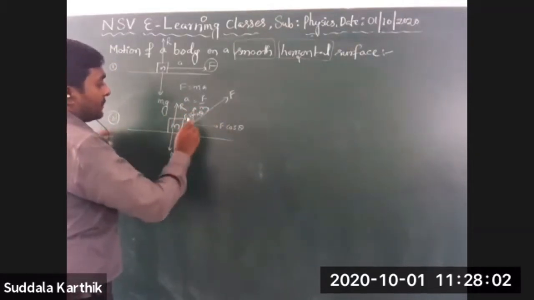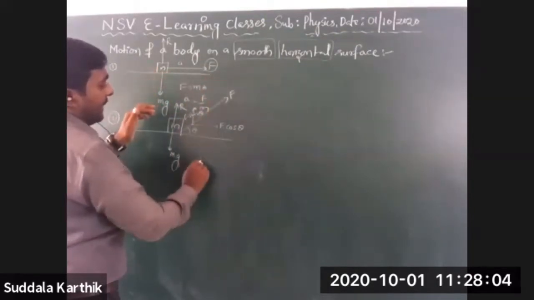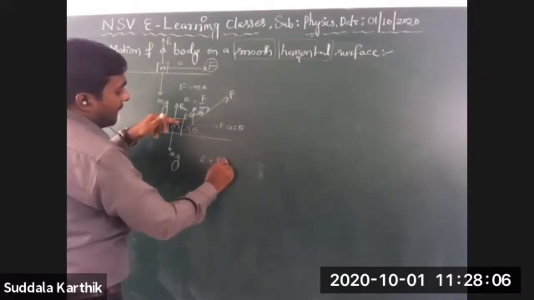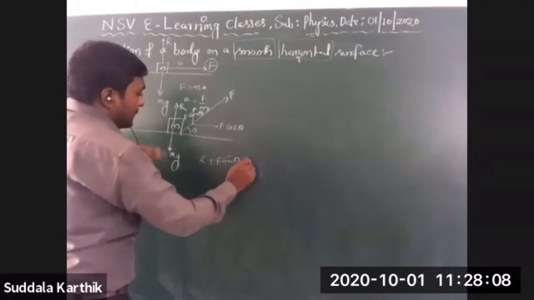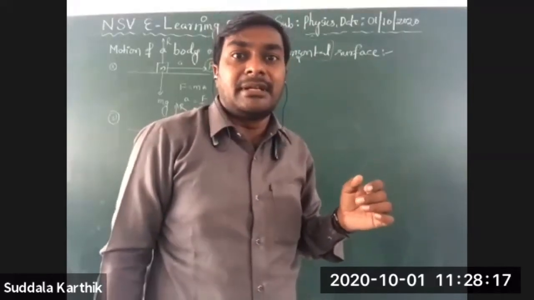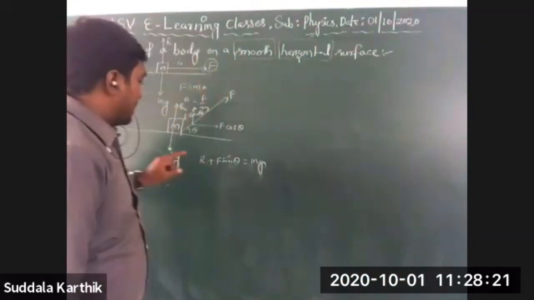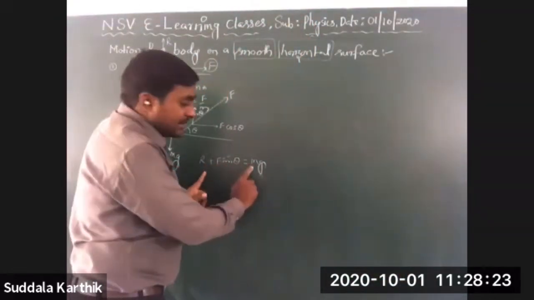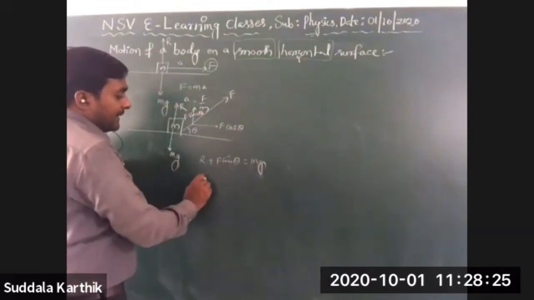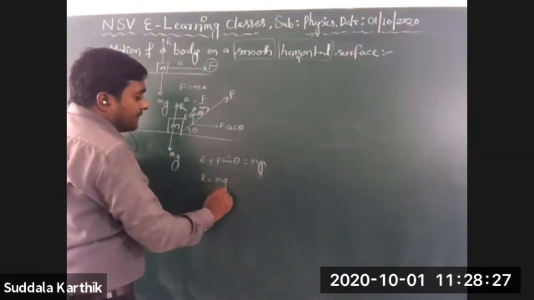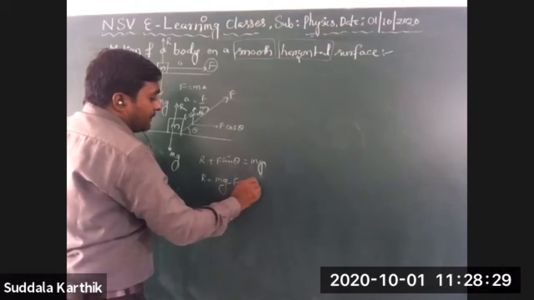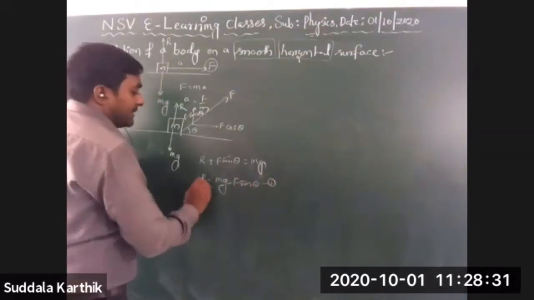How many forces are there in the upward direction? R plus F sin theta, which is balanced by mg. So R plus F sin theta equals mg. From here, R equals mg minus F sin theta. Let it be the equation number, this is the original equation.